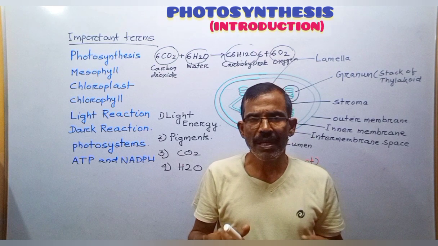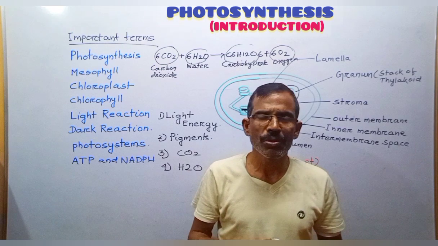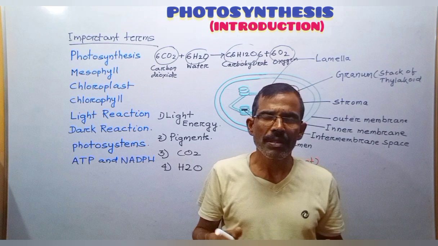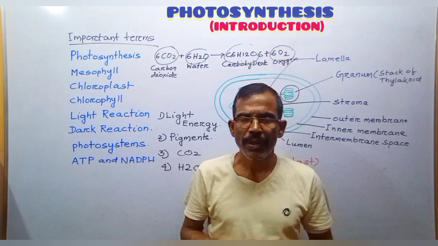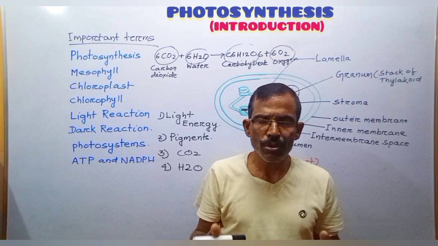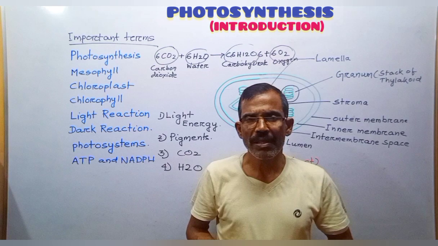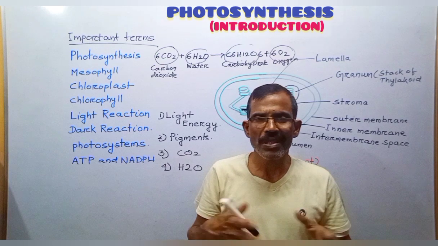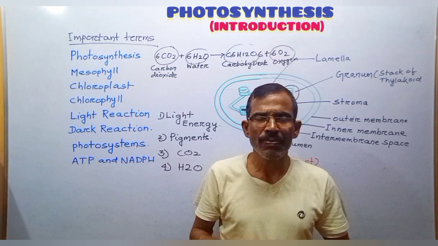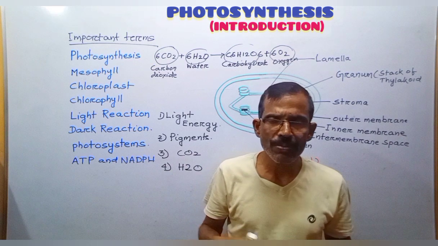The electrons that are obtained from this oxidation are used to reduce NADP plus into NADPH. In addition to this, light energy is also used to generate a proton motive force across the thylakoid membrane, which drives the synthesis of ATP from ADP and inorganic phosphate.